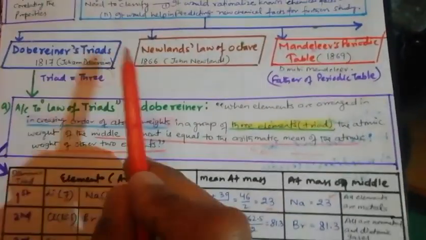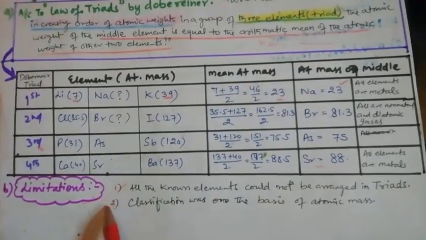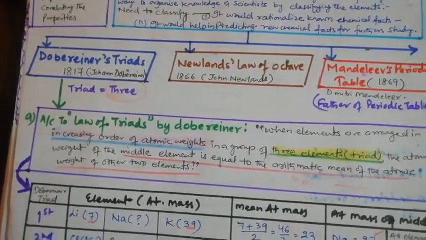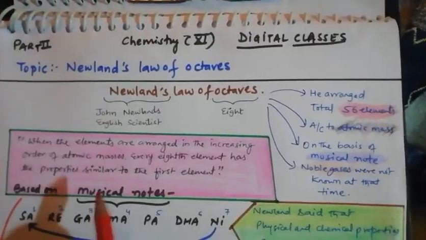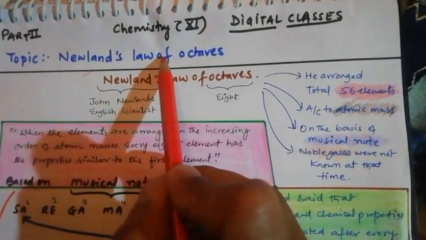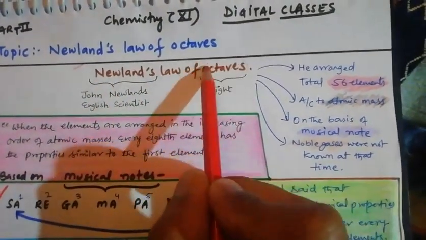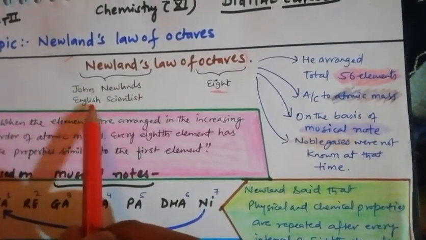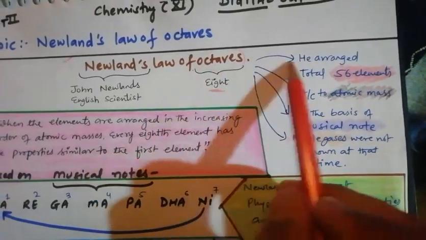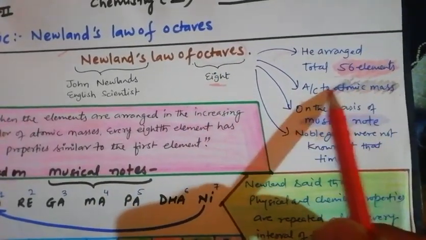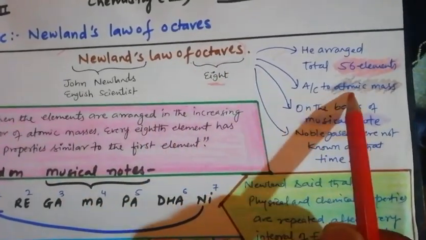Now we will discuss Newlands' law. Whatever limitations were there in Dauvergne triads were overcome by Newlands. The next scientist who contributed is Newlands, according to his Newlands Law of Octaves. Now the word octave is the hint, that is 8. John Newlands was an English scientist, and according to him, he arranged a total of 56 elements according to atomic mass.